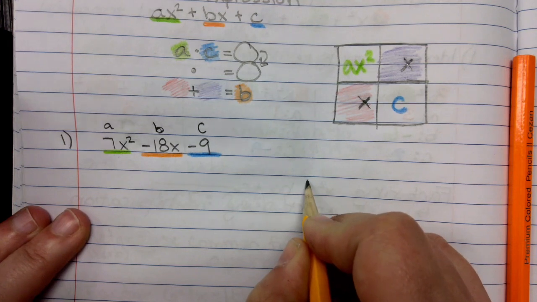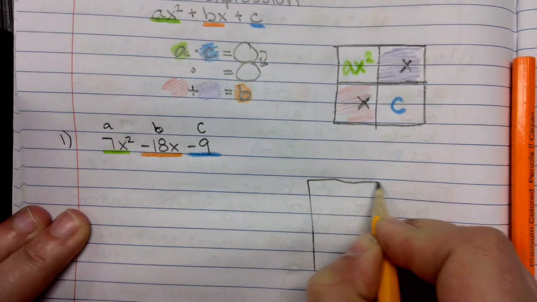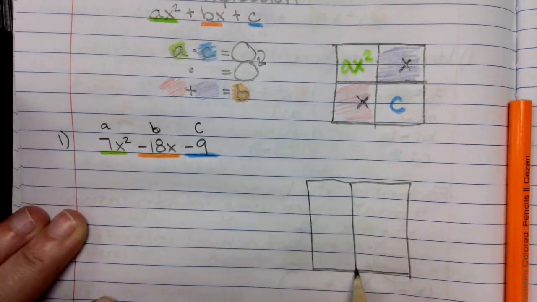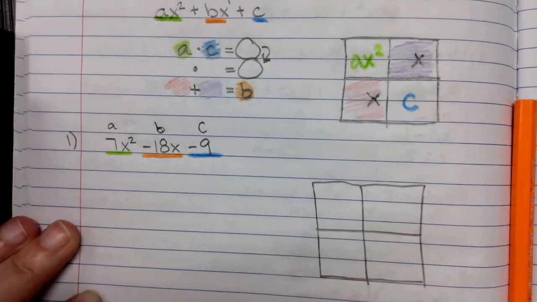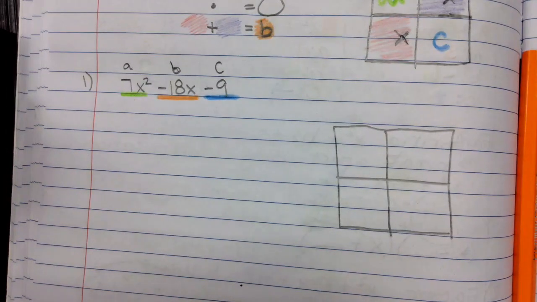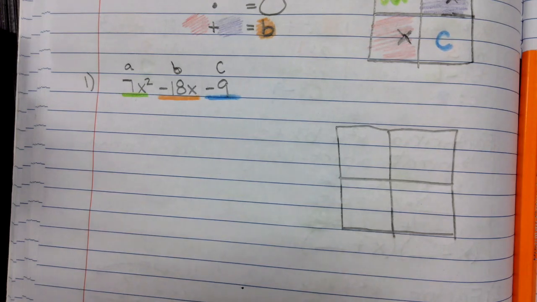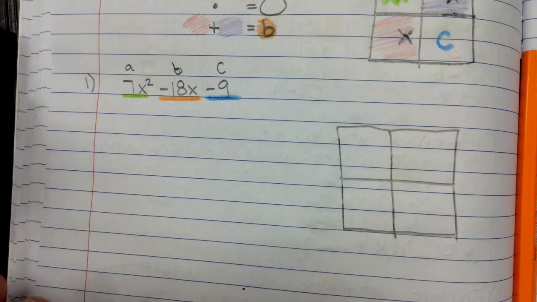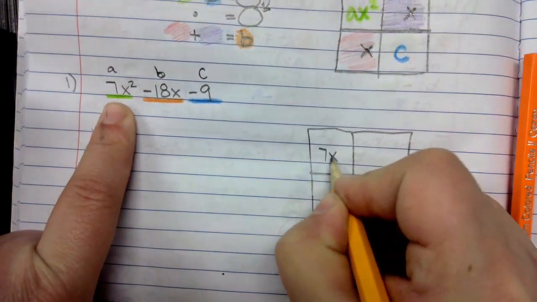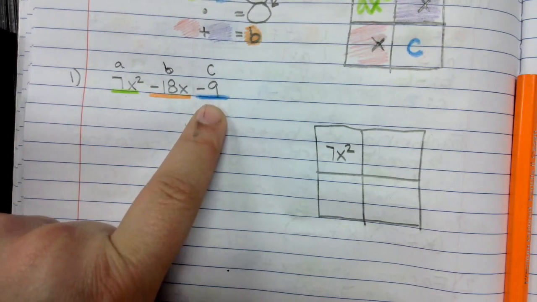So over here I'm going to make my area model with my 4 boxes. Based on this problem, there are 2 boxes I can fill in right away that I don't even have to think about. Which boxes can I fill in right away? Yep, the A box, 7x squared. And the C. Where does C go? In that bottom right one, so negative 9.